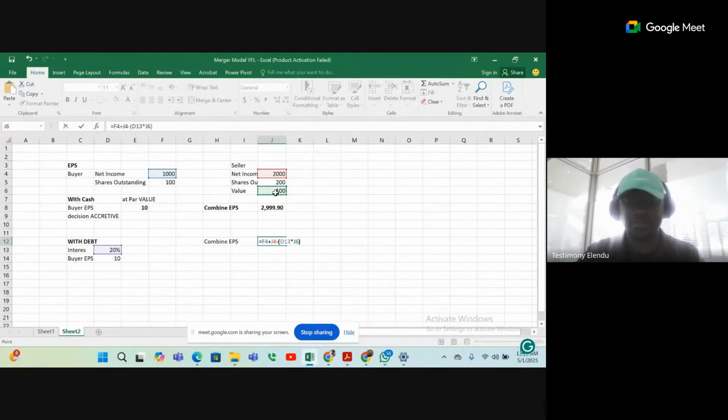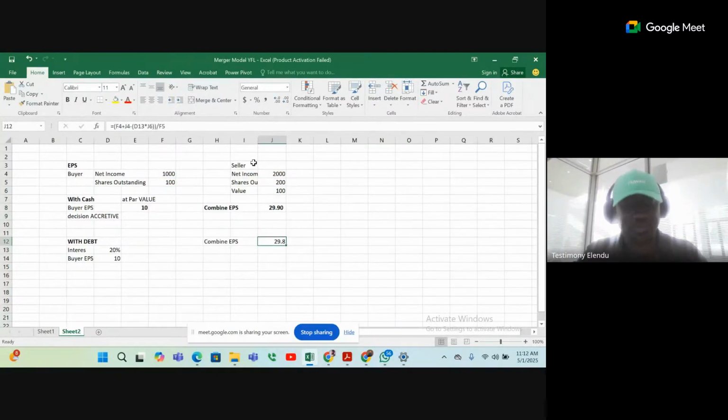Then this number is going to change. Then we divide this entire number by, okay, I think something was wrong with the other one. Now I see what is wrong. We divide it by the share outstanding of the buyer. 29. I think that's what was wrong here. It was a very large number. Good. It makes more sense now.